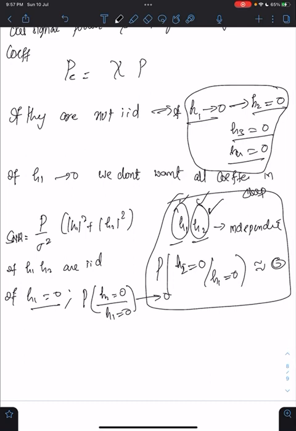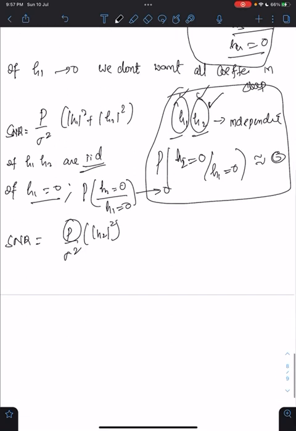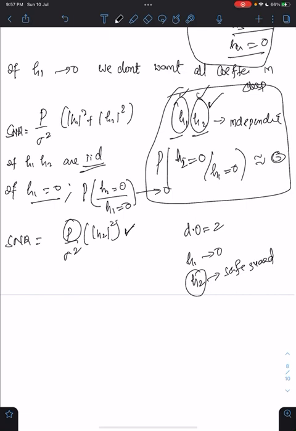As they are IID, if h1 goes to deep fade, my SNR is still good, because h1 is 0 but h2 is still there to scale my signal power up. That's what I want, because the signal to noise ratio at the input of the receiver has to be higher. As my diversity order is 2, when h1 tends to 0, I have at least one more coefficient to safeguard my signal path.